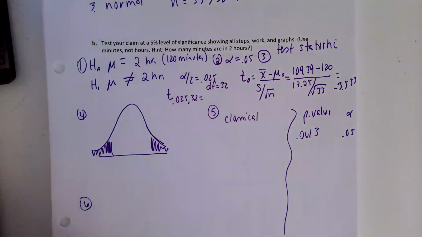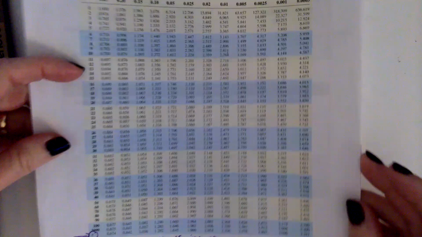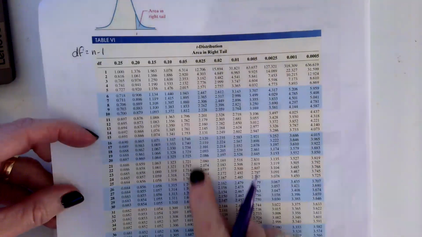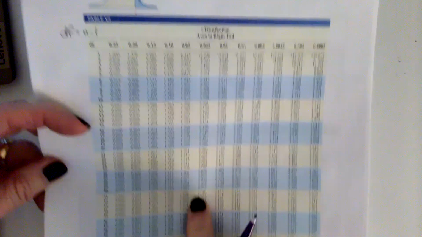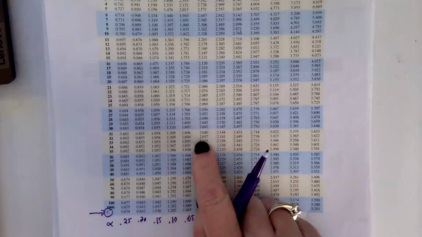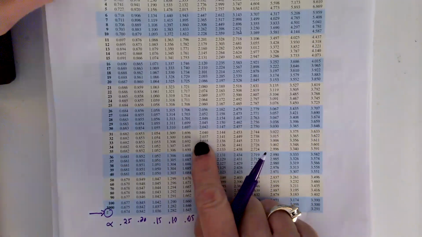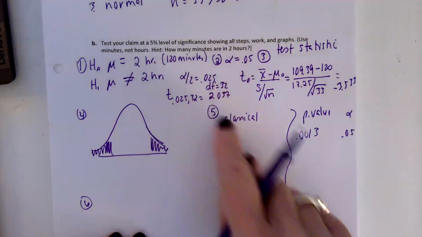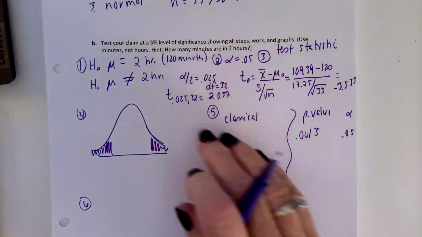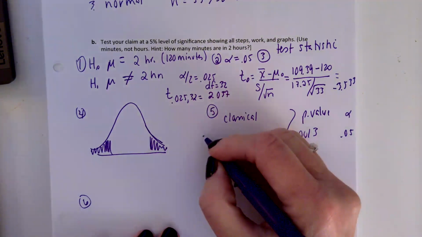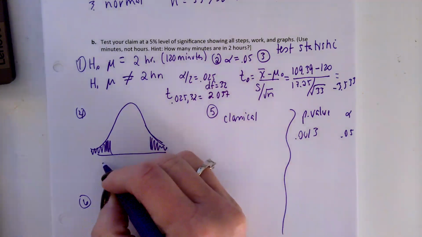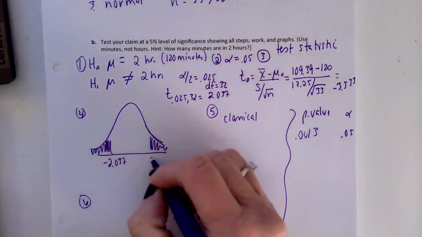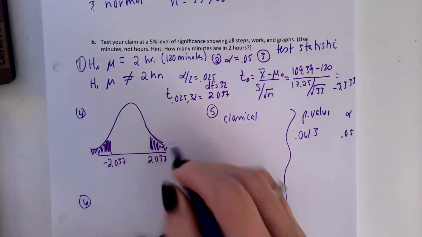So we can go to our formula sheet here, and we can go to 0.025. So 0.025 right here, and we're going to go down to 32. So that would be 2.037. Now, we only use the critical T if we're using the classical method. Okay, we only need that for the classical. So we're basically looking at this danger zone of a negative 2.037 and a positive 2.037.